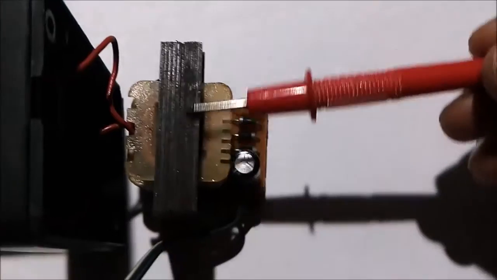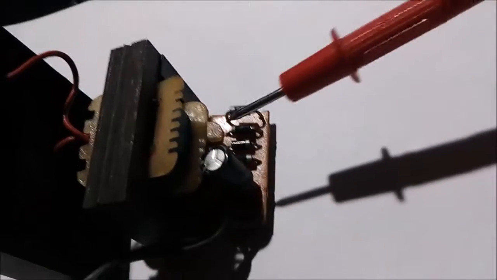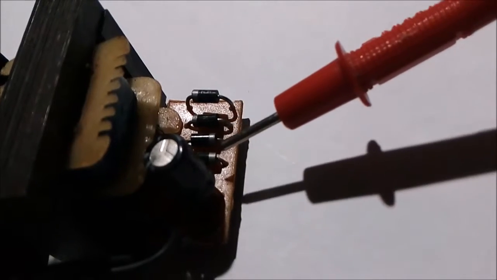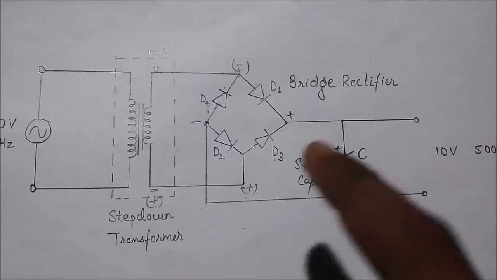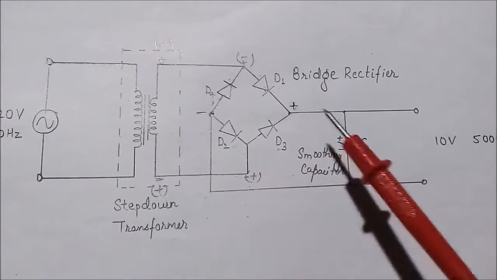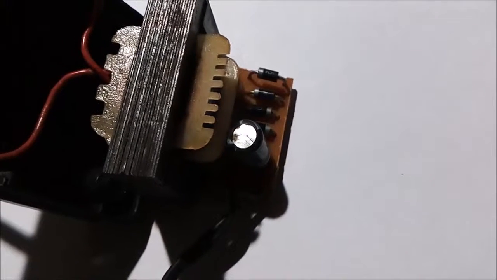And as you see in the inside view of the AC adapter, this is the primary terminal and this is the secondary terminal. From the secondary terminal, the wire is connected to the bridge rectifier, which is made of 4 diodes, and there is a smoothing capacitor at the load side, and here we get a constant DC voltage. Similar things happen in the circuit diagram. So this is all about the AC adapter.